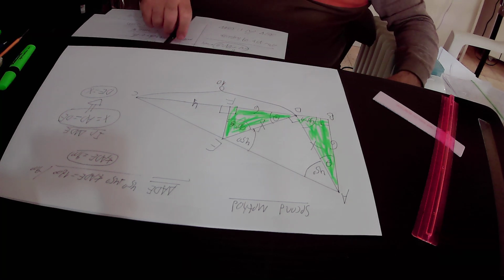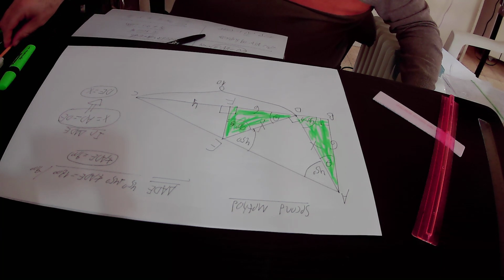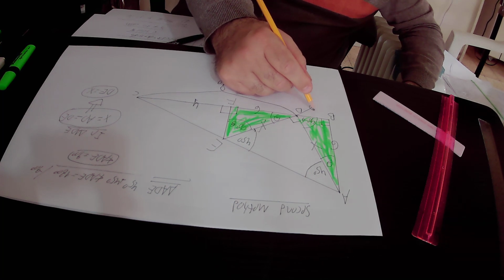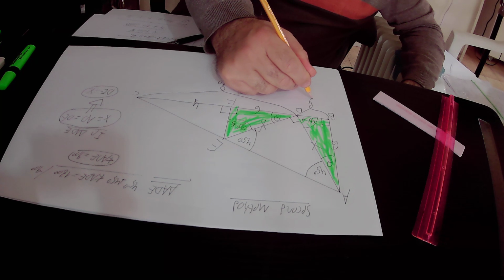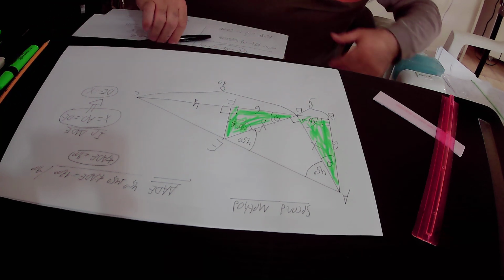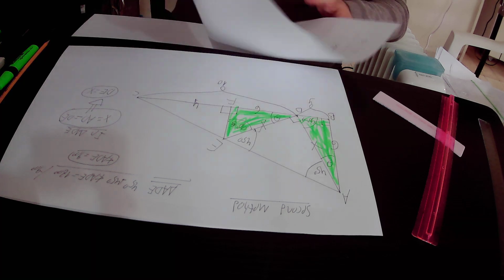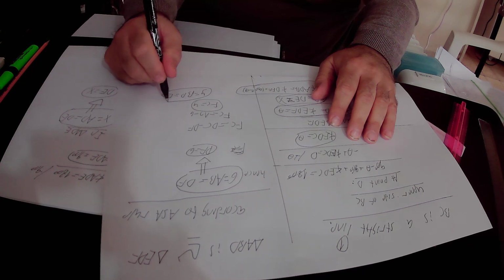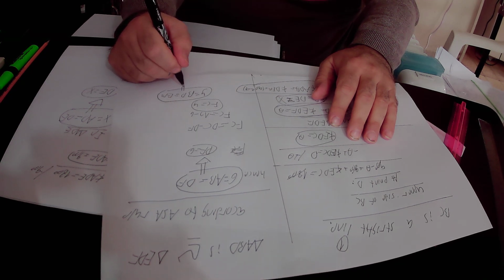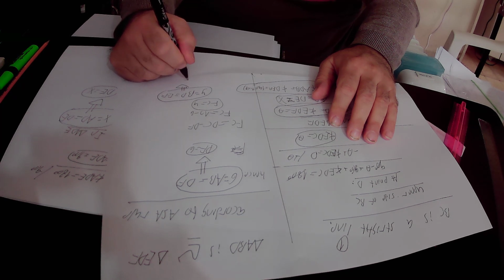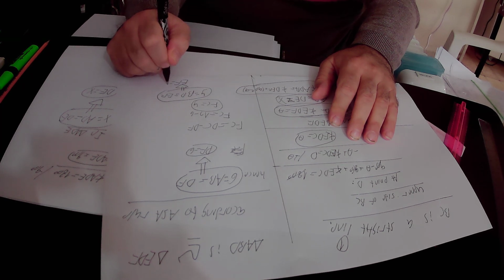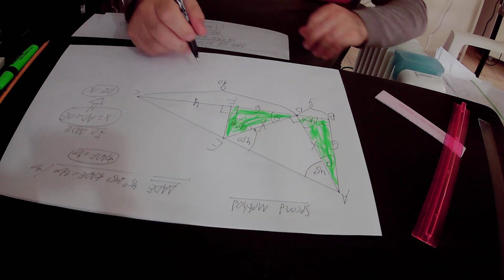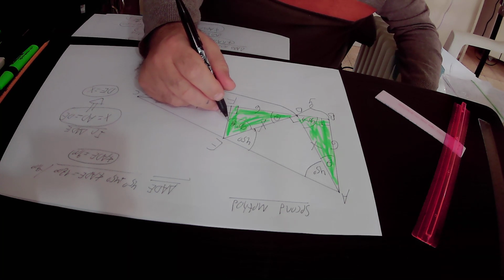So if we define BD as Y, then from this equation Y equals BD equals EF, we derive that EF is also equal to Y. EF is equal to Y. So here, EF equals Y.